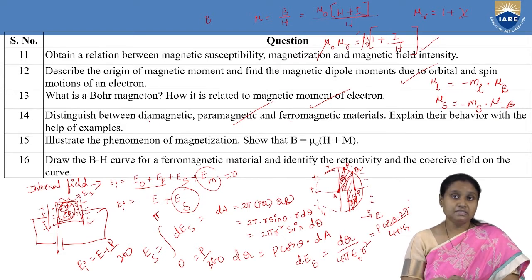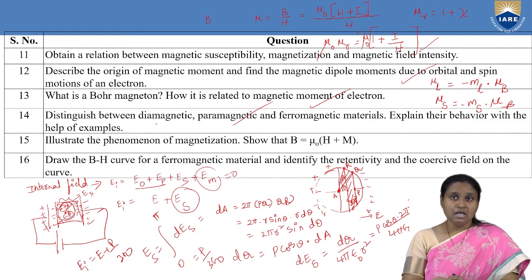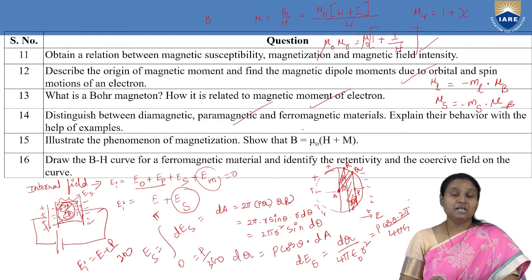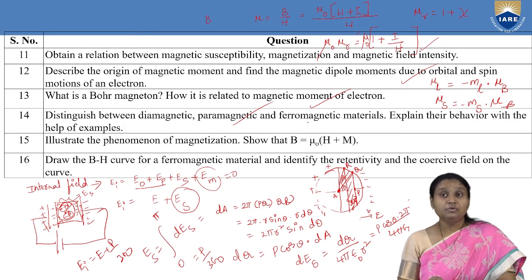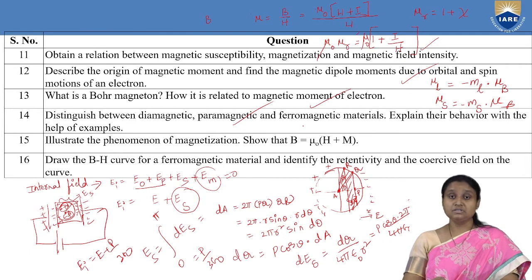Diamagnets have susceptibility that is negative and small, and it is independent of temperature, whereas paramagnetic material susceptibility is small and positive, and it is inversely proportional to temperature. In ferromagnetic material, susceptibility is of course very large and positive. And one more thing to understand here is that it depends on temperature in a complex manner, which is given by Curie's law.